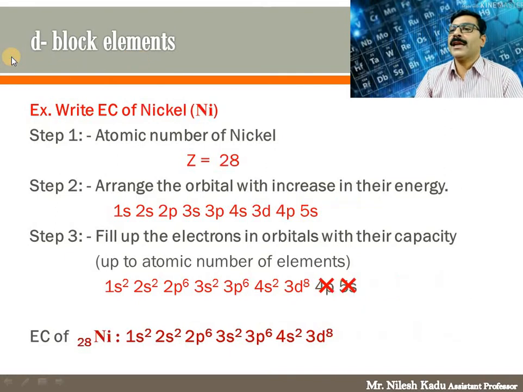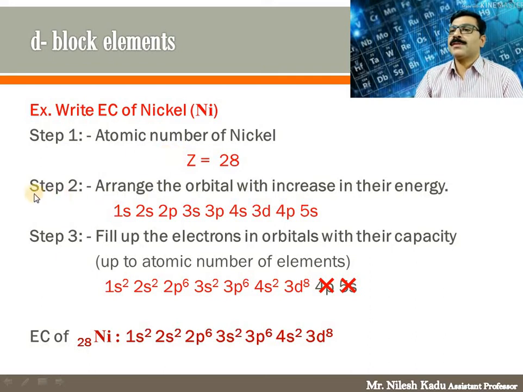Now similarly, you can write the complete electronic configuration of d block elements. Just for example, how to write the electronic configuration of nickel. Now nickel is present in the 3d transition series, and the atomic number of nickel is 28, meaning you have to fill up the 28 electrons in different orbitals.